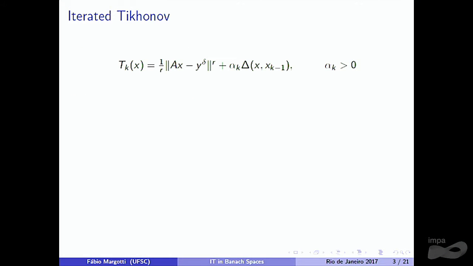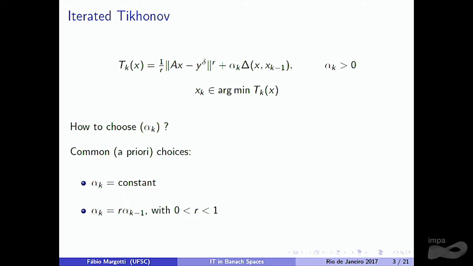Okay, a very famous regularization method is the iterated Tikhonov method, which is defined using this functional here. We penalize here, in some sense, the distance between the previous iteration and the next iteration, with a positive regularization parameter alpha. And then if we have a minimizer of this functional, we define the next iteration as this minimizer. Of course, some questions arise, like how do you choose this parameter? This is very important for the performance of your method.